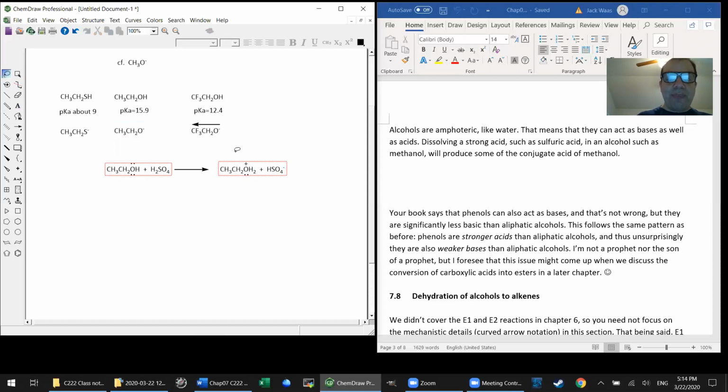So this type of thing alcohols can also do quite readily, and that's going to become important, I think, in later chapters when we start doing other reactions with alcohols.